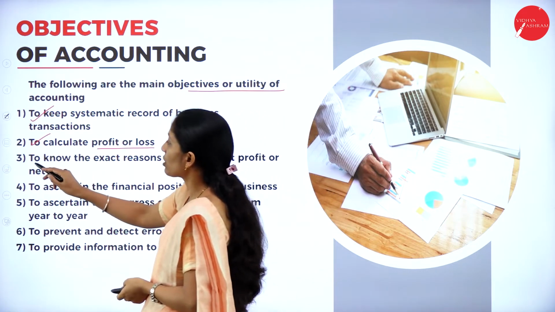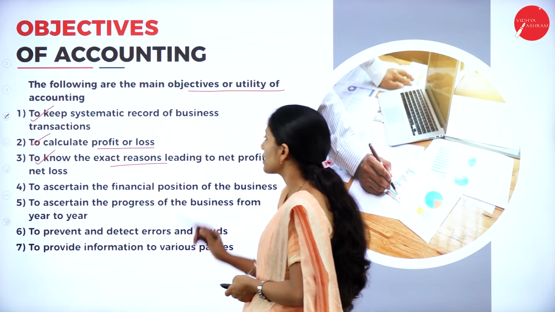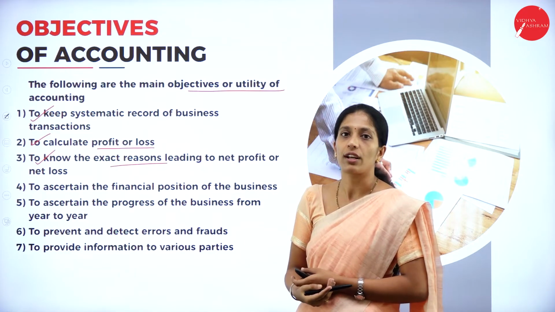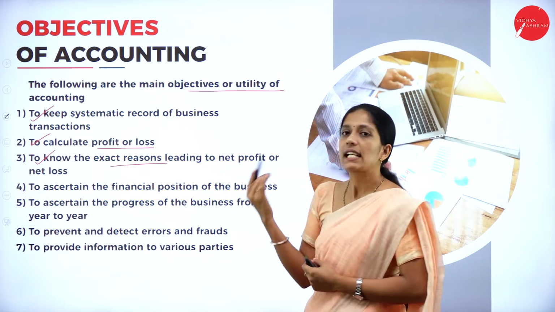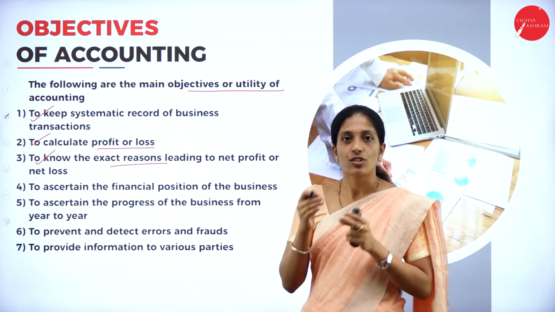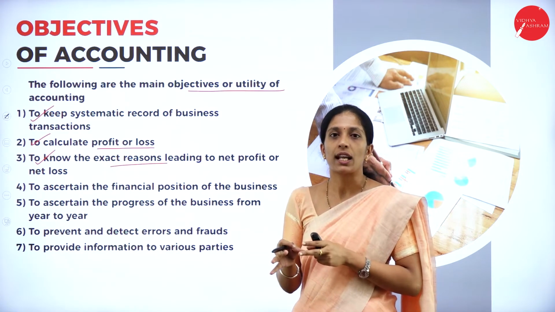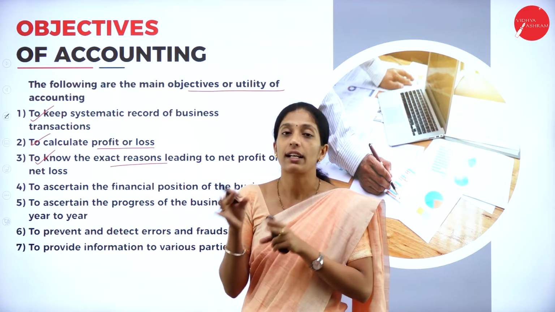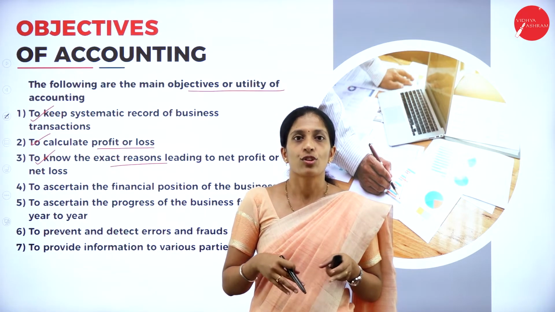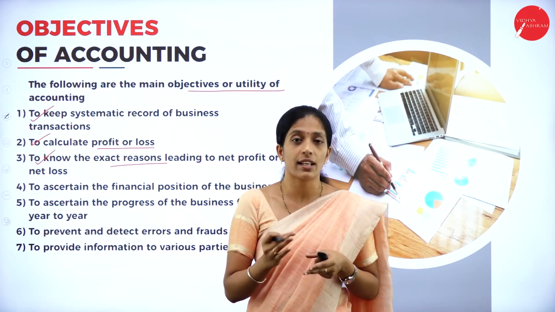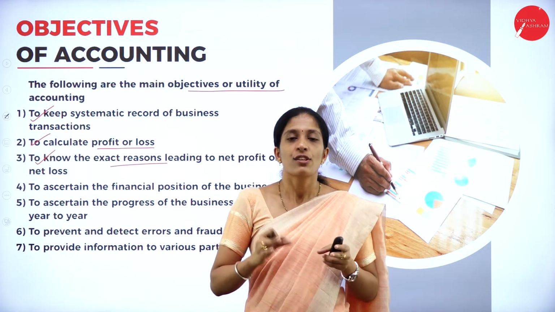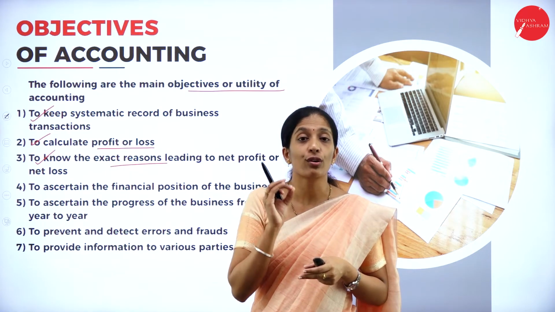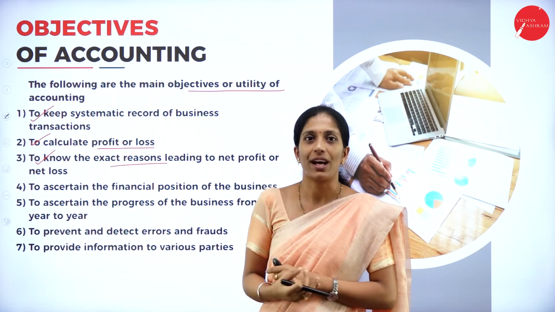And the next objective is to know the exact reason leading to the net profit or net loss. What leads to net profit or net loss? By preparing this accounting, we will come to know the reason for net profit or net loss in that particular year. It may be an increase in sales or an increase in demand for a particular product. So, in order to know the reason, we have to prepare this.